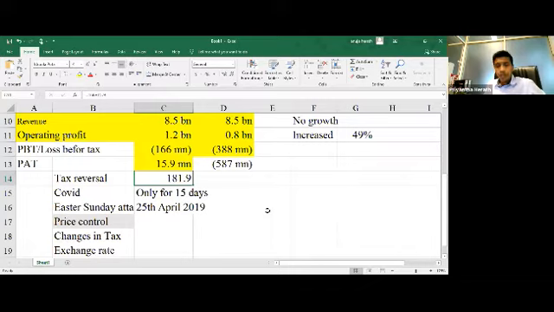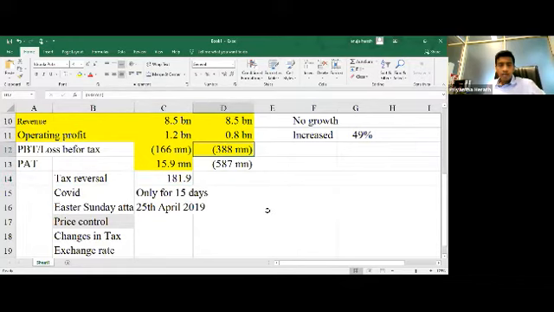Yes, we need to go through the income statement and understand what kind of tax they reversed, whether this is income tax or deferred tax, right? If the breakdown is given, we can see. So 181.9 million reversal. It's a significant reversal.